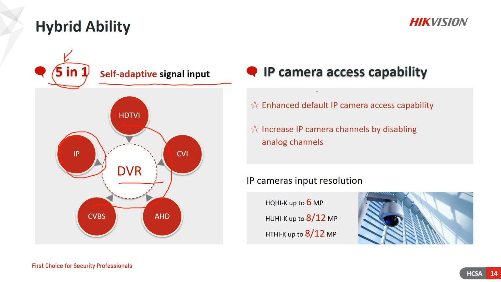And for the DVR, we have several parameters to judge, like the IP camera access capability, meaning how many channels the DVR can support for IP camera access, and what's the maximum resolution of the IP camera that can be accessed by the DVR. So this is the IP camera input resolution parameter. All of these parameters can be found in the spec of the DVR.